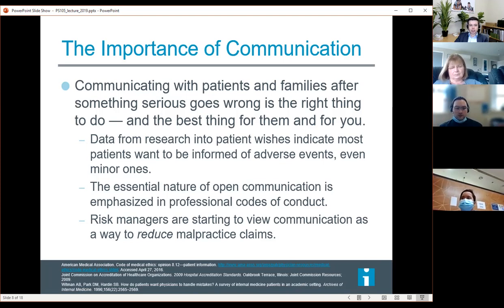Let's open up a little discussion. Who do you think is the best person to make that first communication with the patient? I would have thought the person involved, ideally.